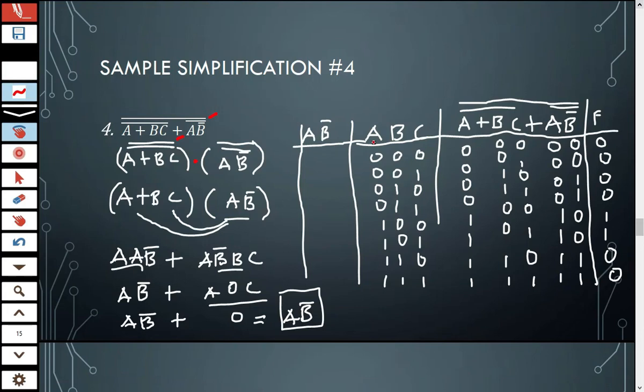Okay, so let's check for A multiplied by not B. So 0 times 1, that is 0. 0 times 1 is still 0. 0 times 0, that is 0. 0 times 0 is still 0. 1 times 1, this is 1. 1 times 1, this is 1. 1 times 0, 0. 1 times 0, 0. So our column, A times not B, is the same as the column for our final answer.